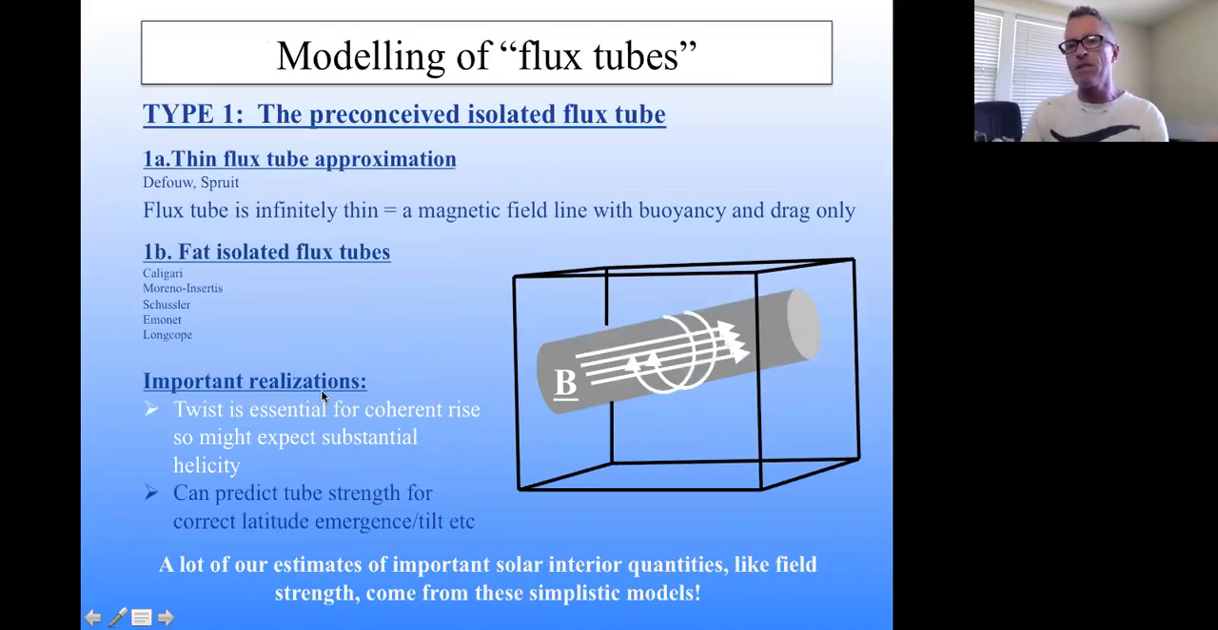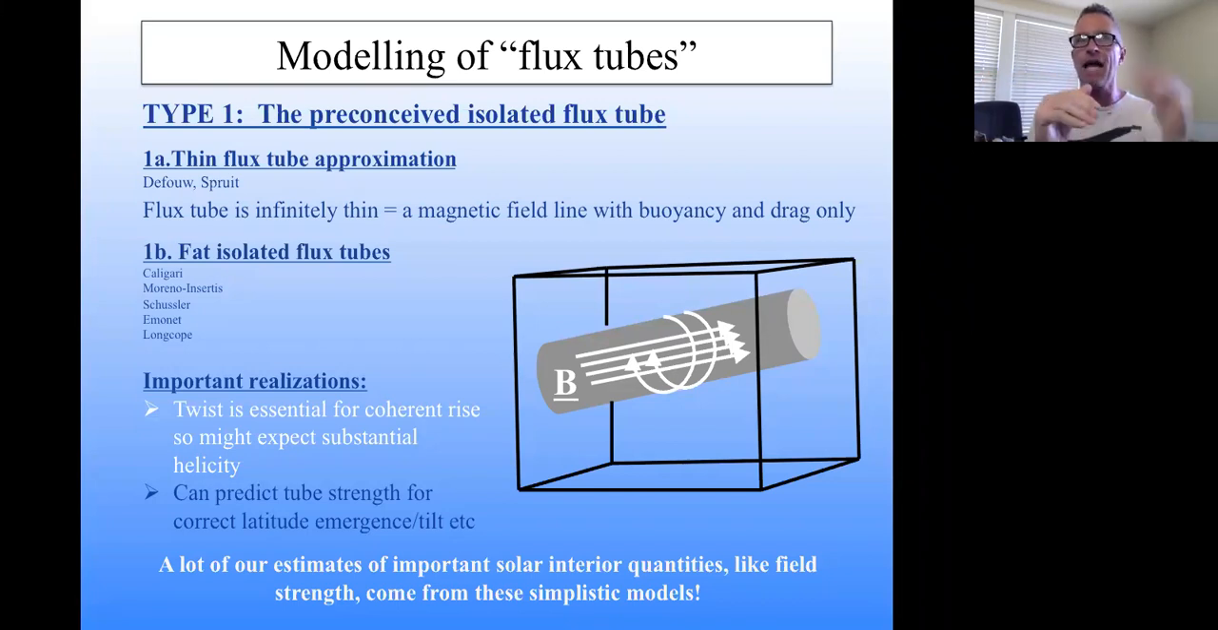So people have played with these models a lot, right? There's the idea of a thin flux tube approximation, which just says this thing doesn't even have any cross-sectional area, it just has some buoyancy and it has something holding it back, which we'll call drag. And we can get all kinds of interesting things out of those models.